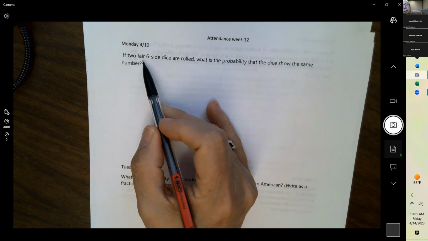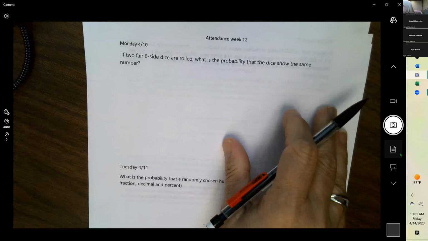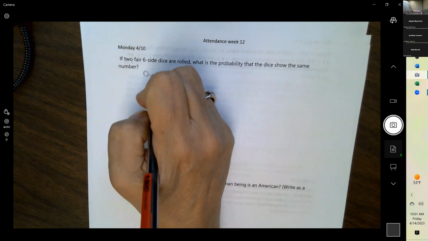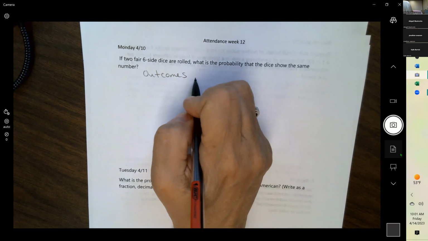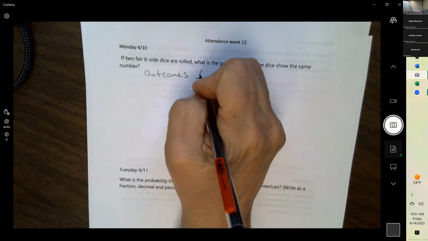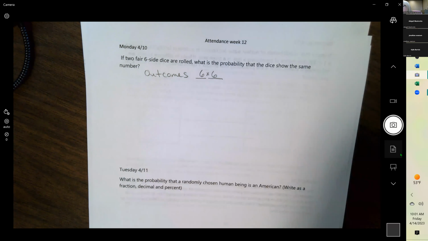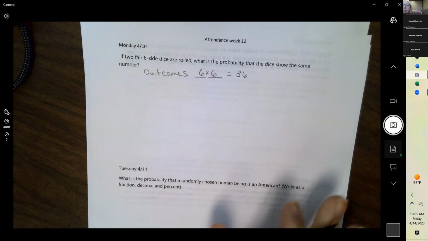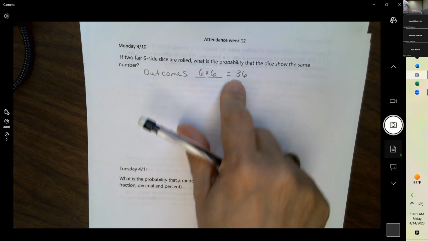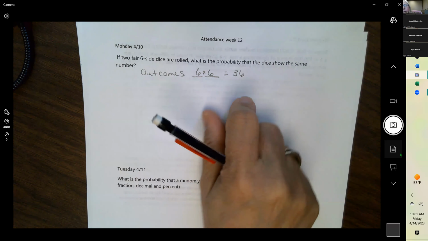If two fair six-sided dice are rolled, what is the probability that the dice show the same number? So the first thing you want to know is how many outcomes there are. Remember, outcomes, because rolling a die, the first roll doesn't affect the second roll. Each time there are 6 possibilities, a 1 through 6. So there are 36 possibilities. That's your total. You always divide by your total.